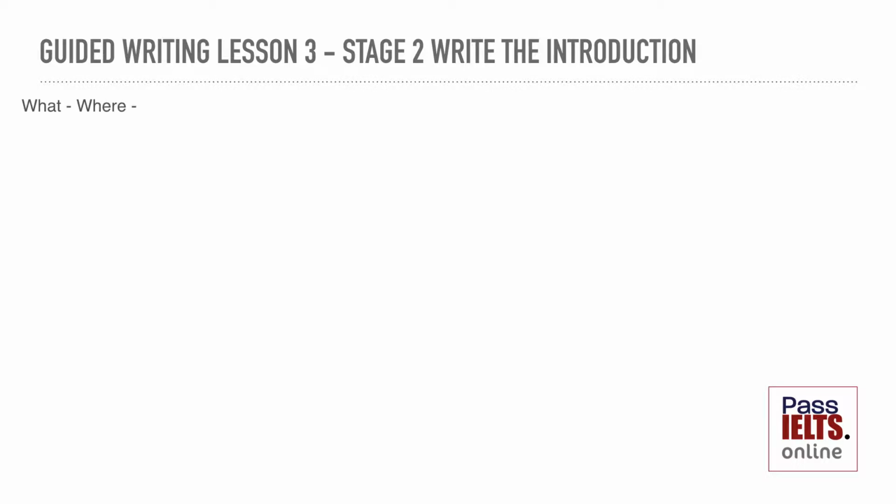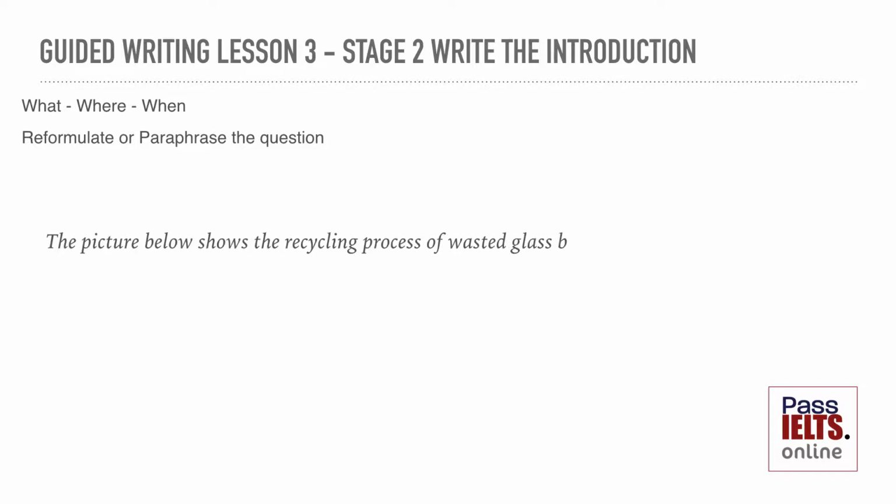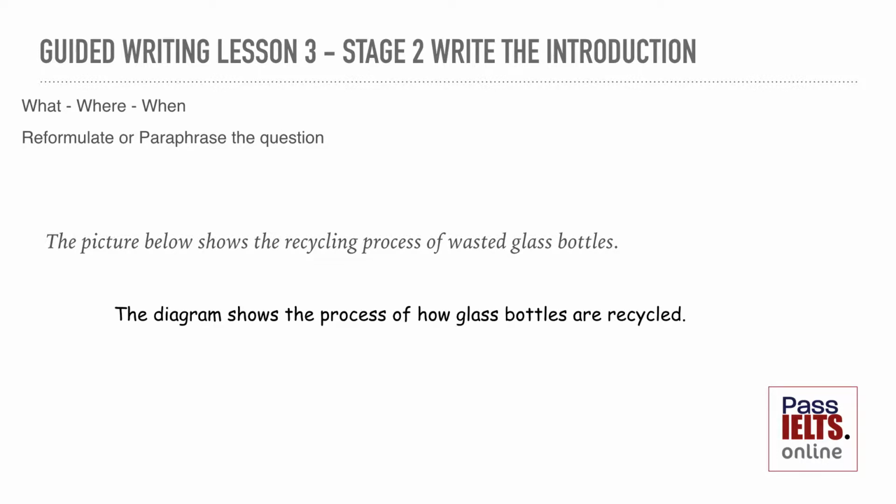Now you need to write a short introduction. You can simply paraphrase the task question, but don't forget to include the what, where and when if possible. So that here we have the description and here we have my introduction. Don't forget this is just one way to write it.